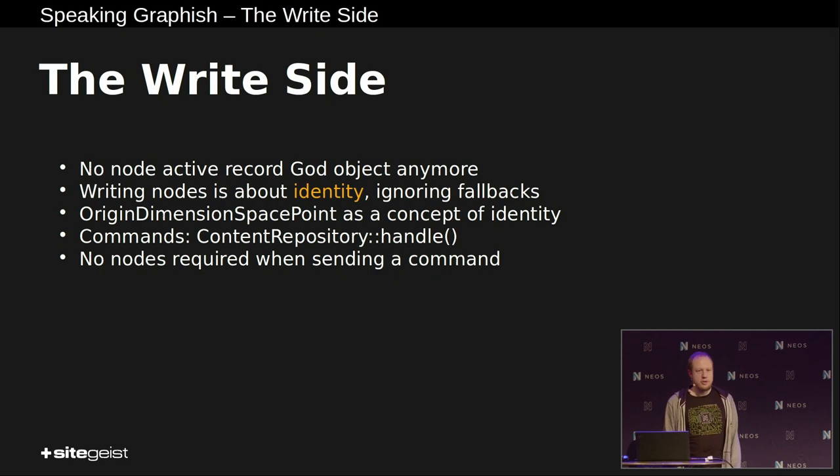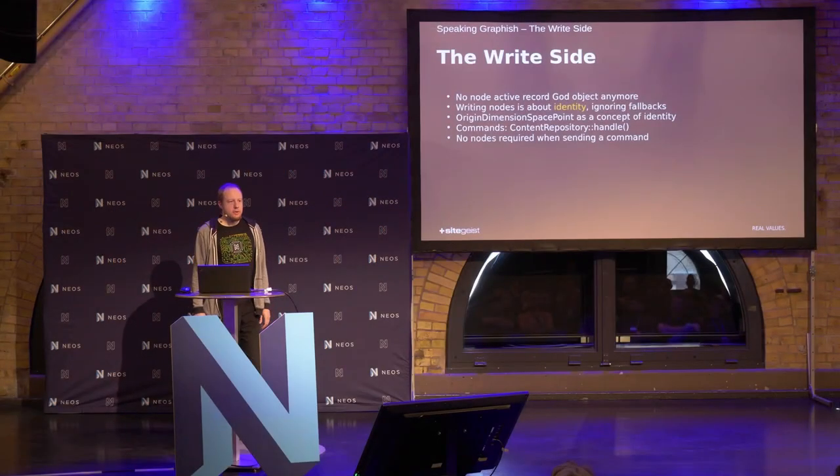Also, if you create just a new node object, that's pretty easy and actually really neat for writing tests. You can just now say new node, add a few parameters, and test with it. But this will also never be saved to the database. So we write nodes in a different way now. We send commands. And there is one thing to keep in mind. Writing nodes is most of the time about identity, right? You want to write a node in a certain language. And this language is now part of the identity of the node. Or if you want to change properties, you do that on an origin dimension space point. So you select the identity, select a certain node, and change something in it.